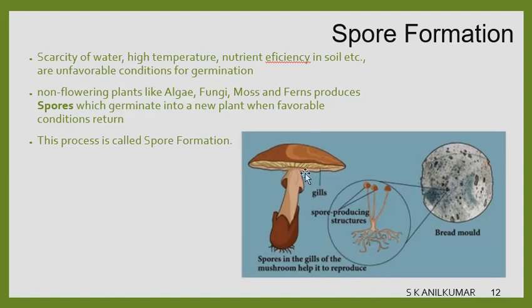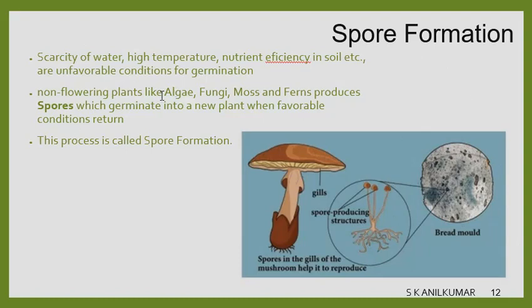Spores are in the gills of a mushroom. On the gills you have spore producing structures, which you will see on the bottom of the gills. When these spores fly on the air and, for example, land on damp, old or stale bread, the temperature, the water content, and the nutrient content are suitable. So the spore germinates. That is why you find fungus on the bread.